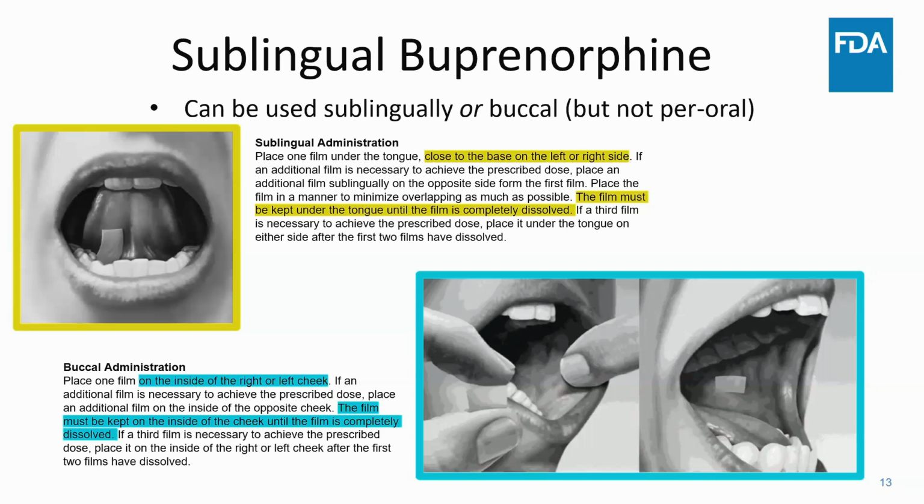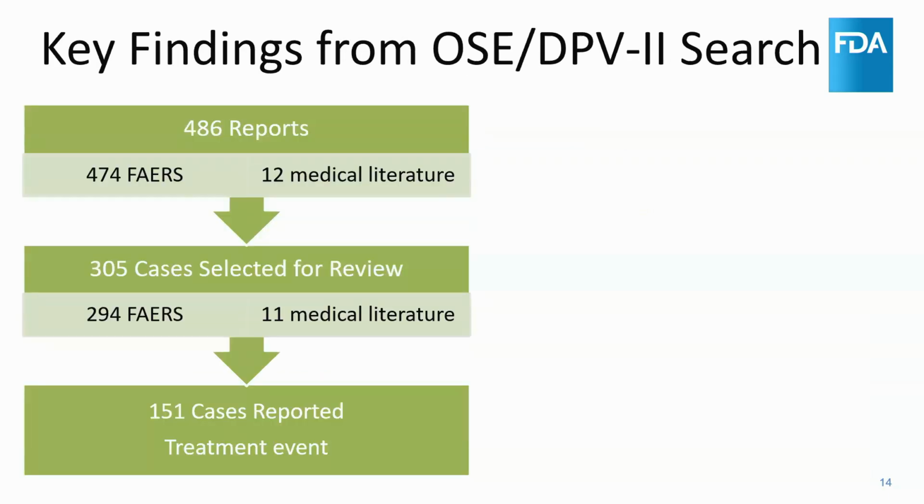the transmucosal space. So PO, or per oral, or swallowing whole, is not an approved route of administration. There would be a substantial difference in absorption if you take it orally, making the drug more or less ineffective if you go by that route. So I want to emphasize that the drug must be taken transmucosally. All right, so back to the investigation.